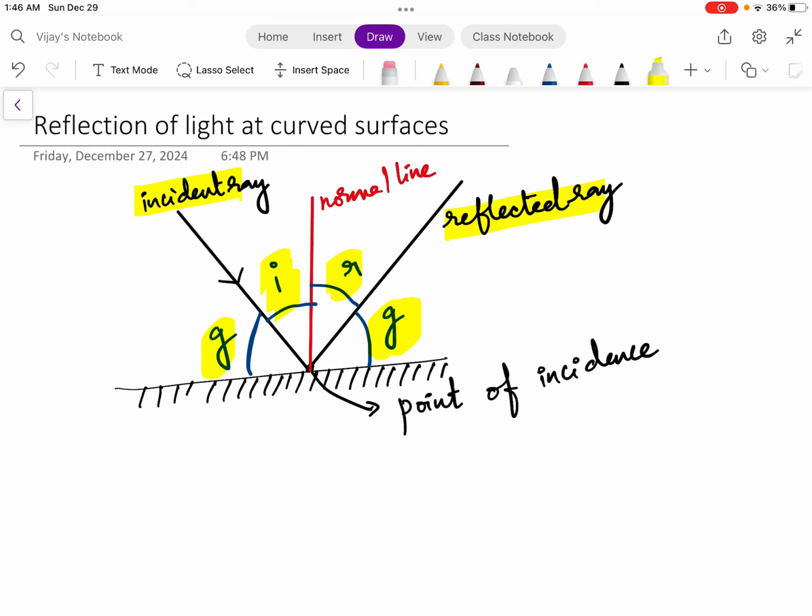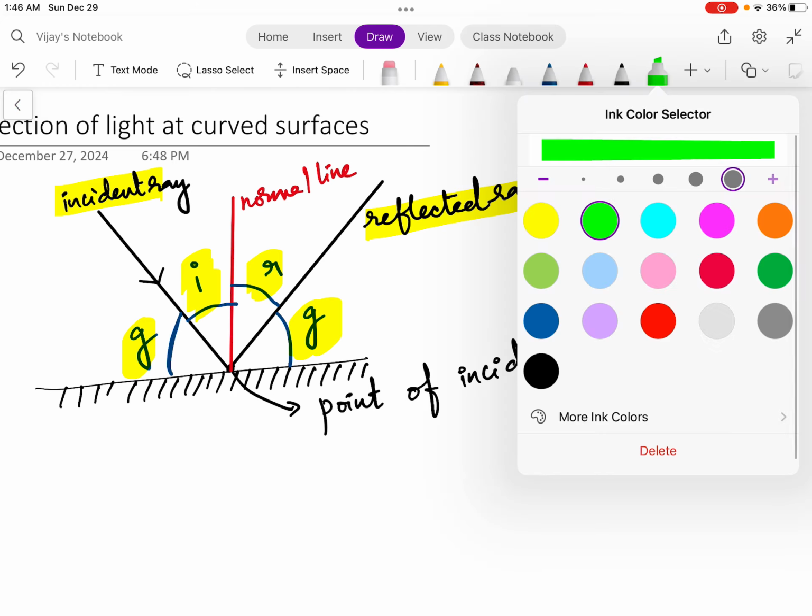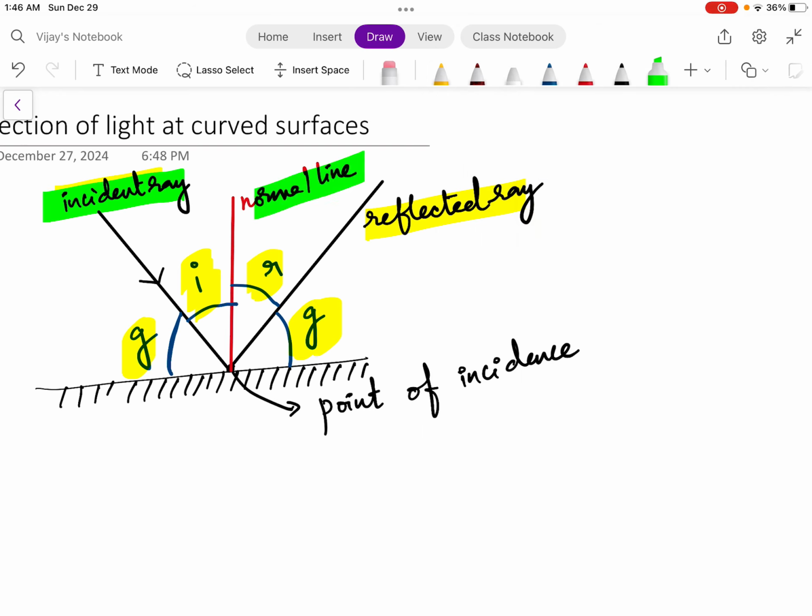Now there are two important laws of reflection. Listen carefully. What is the first one? The first one says that the incident ray, normal line and reflected ray, all lie in a single plane or all lie in the same plane. That means all these three, incident ray, normal line and reflected ray, will be confined to a single plane. For example, in this context, they are confined to the plane of the board. This is the first important law of reflection.